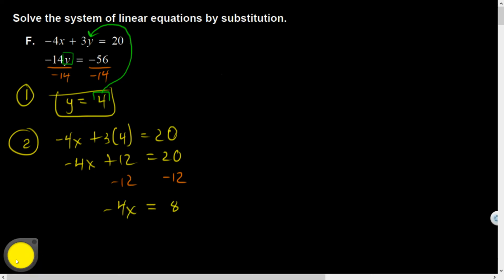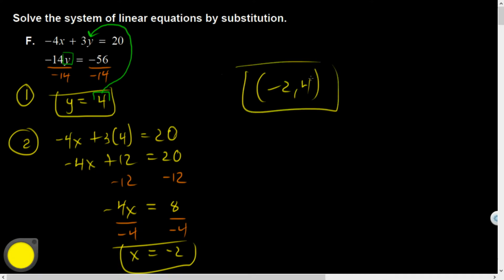So negative 4x equals 8. Divide both sides by negative 4. So yeah, you guys just focus on absorbing the big ideas today. And so I get x equals negative 2. So my solution is negative 2 comma 4. All right. Let's look at another one.